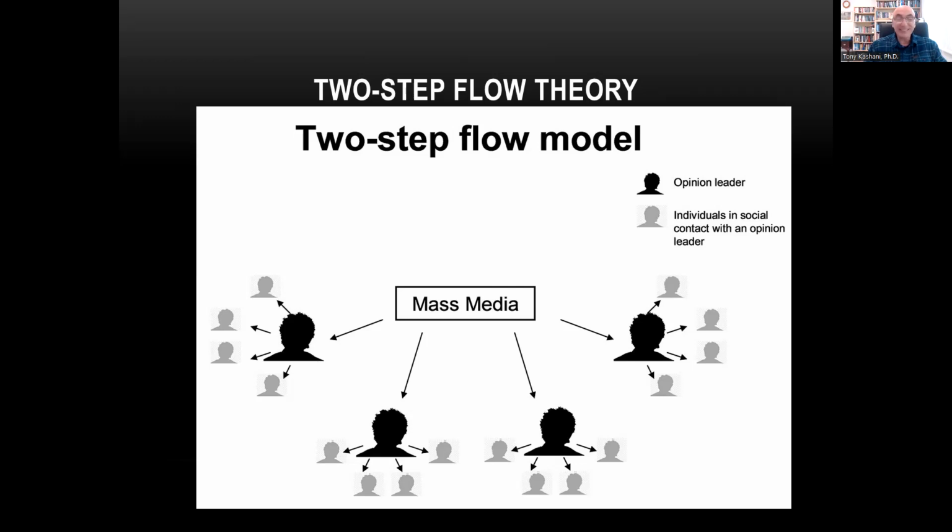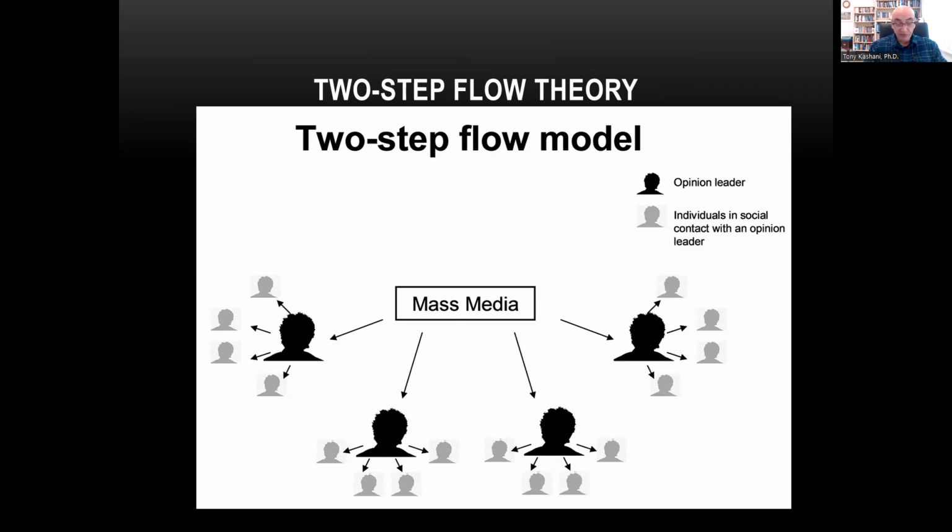Number three is the selective exposure. The theory recognizes the role of selective exposure, wherein individuals choose media content based on their pre-existing attitudes and beliefs. Opinion leaders, however, may be more open to diverse sources of information and are more likely to be exposed to a variety of media messages.